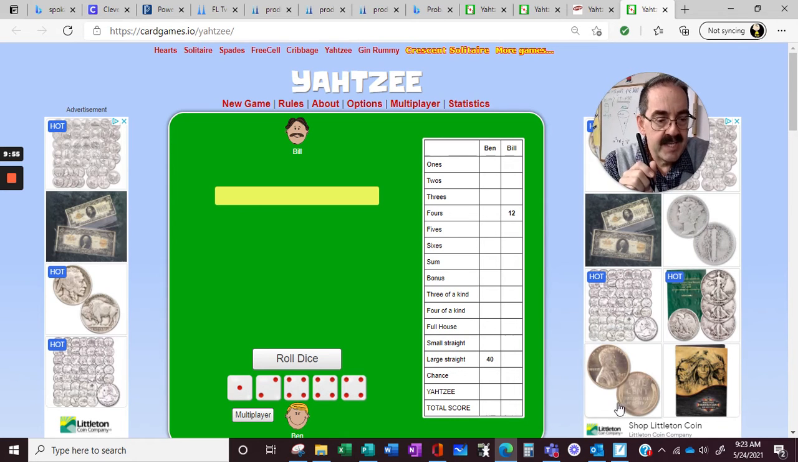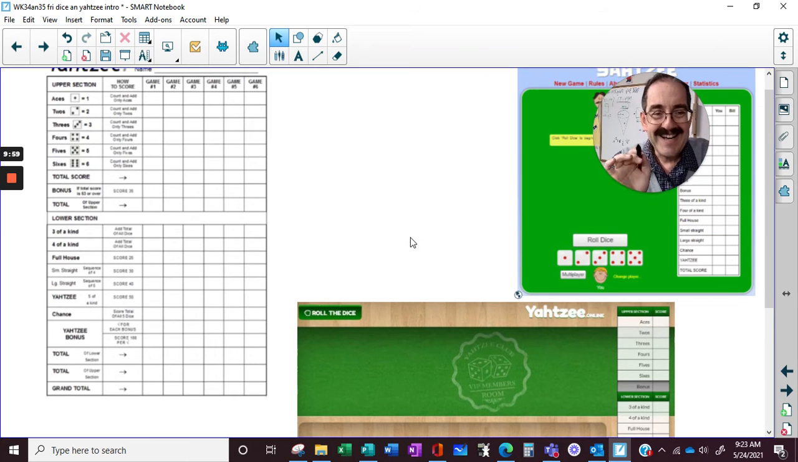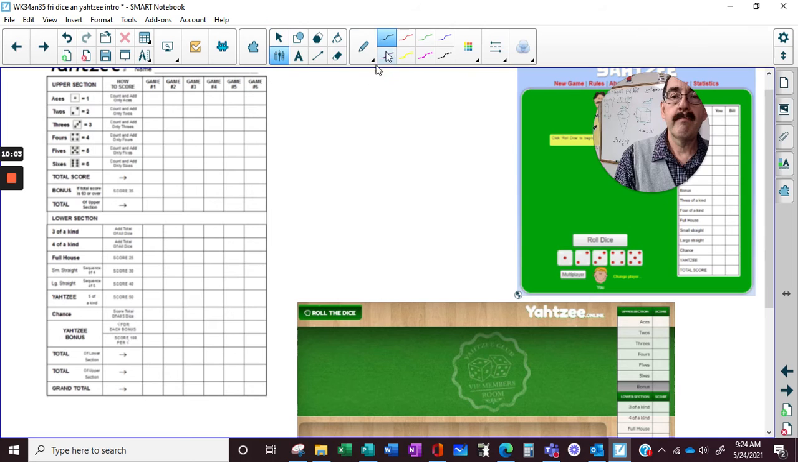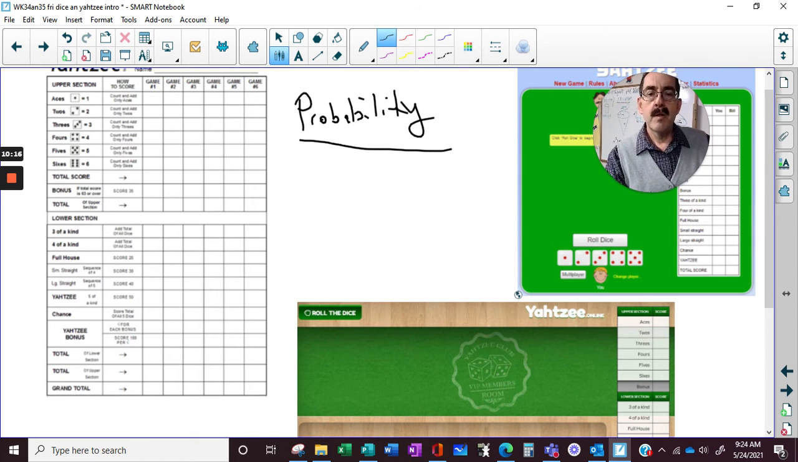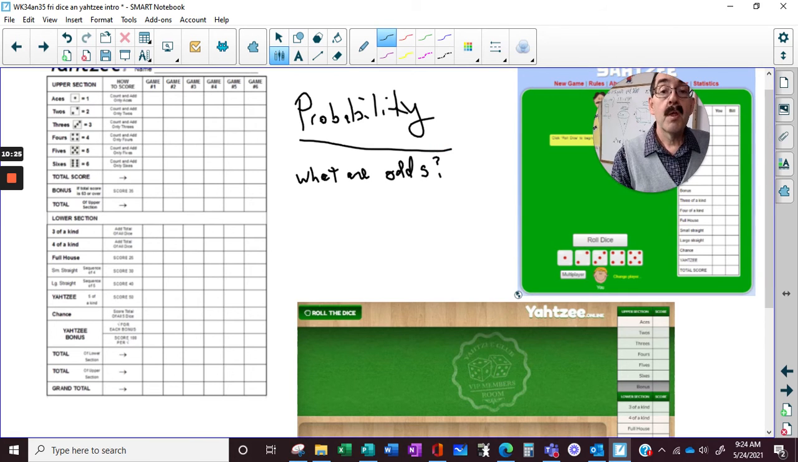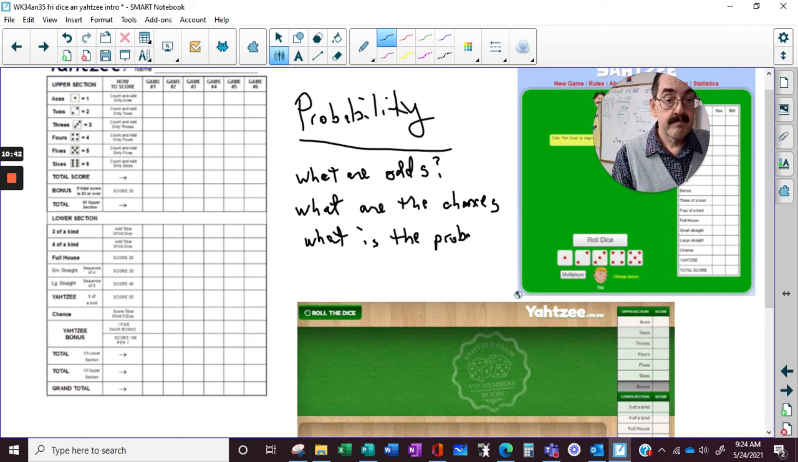We want you to play Yahtzee all day today with the idea of probability. Okay, probability. Each time we roll the dice, each time we're looking for something to come up, what are the odds? What are the chances? What is the probability? Probability of rolling question mark, question mark, question mark.